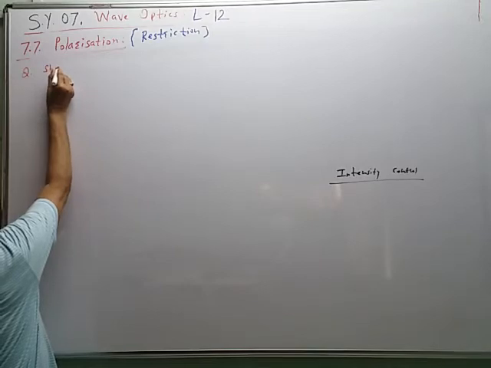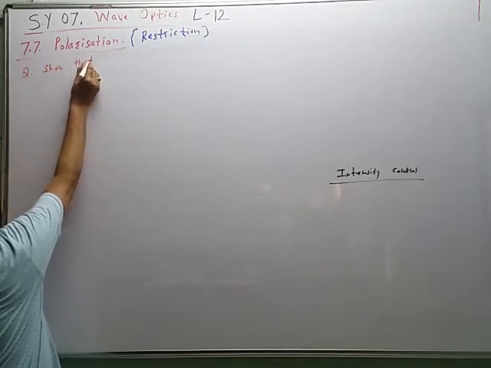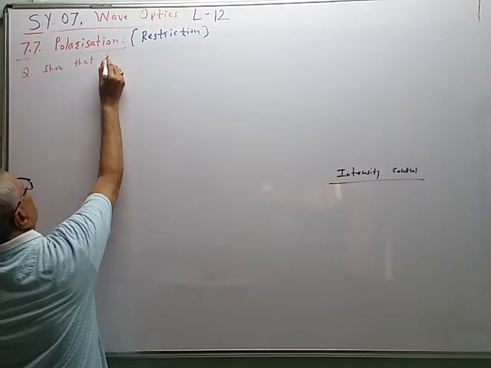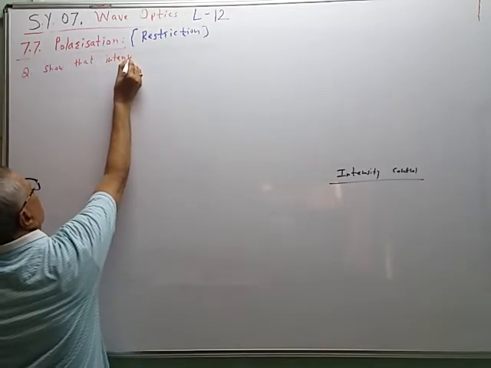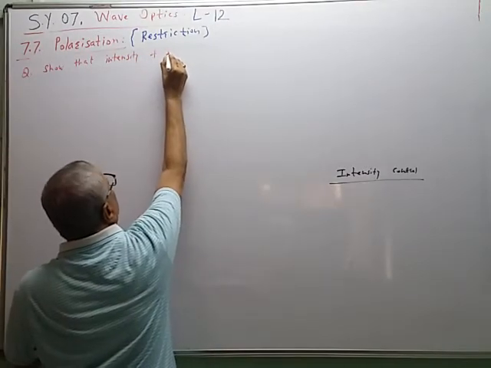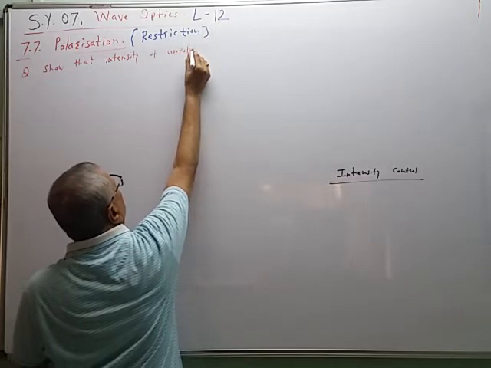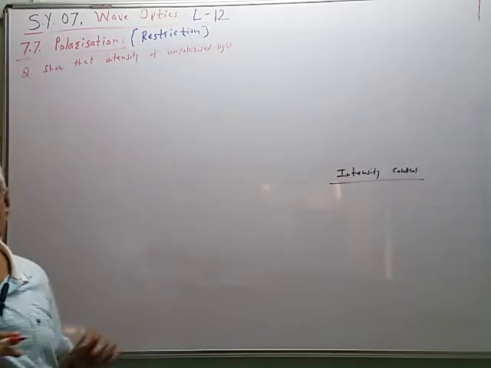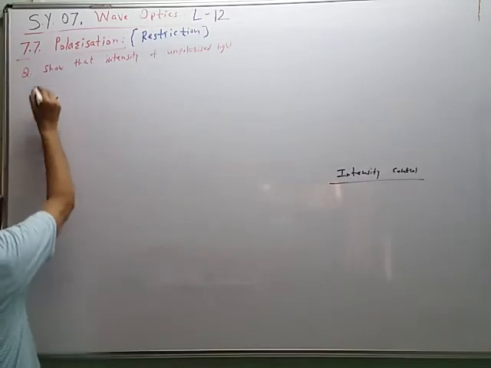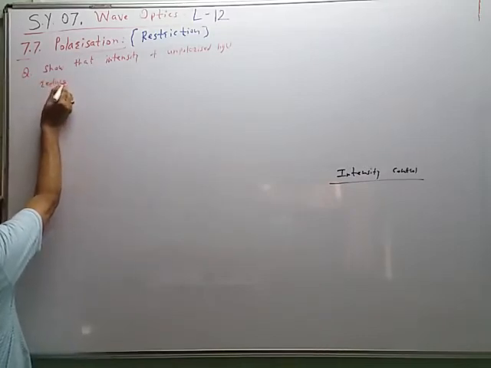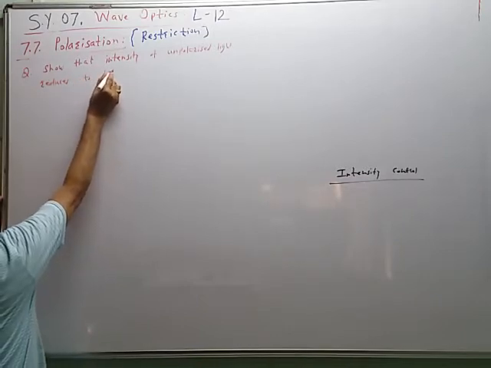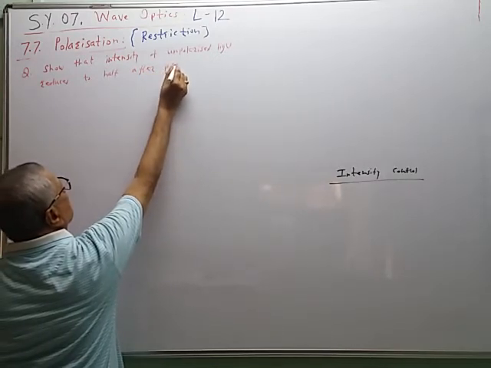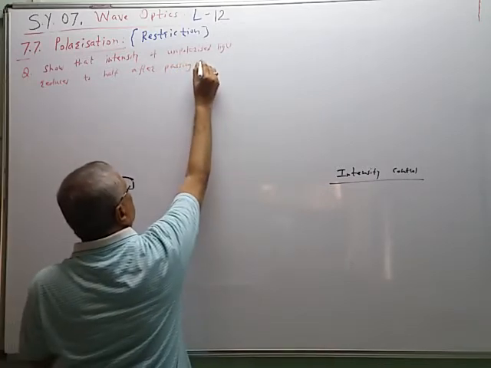Question: Show that the intensity of the unpolarized light, meaning ordinary light or circularly polarized light, reduces to half after passing through a polarizer.